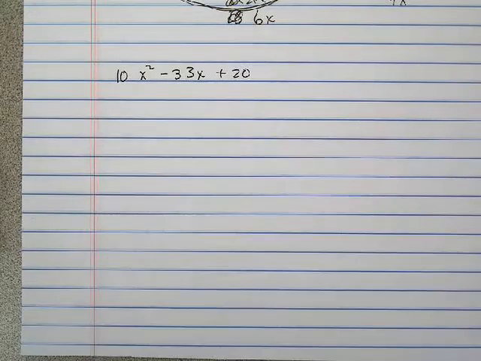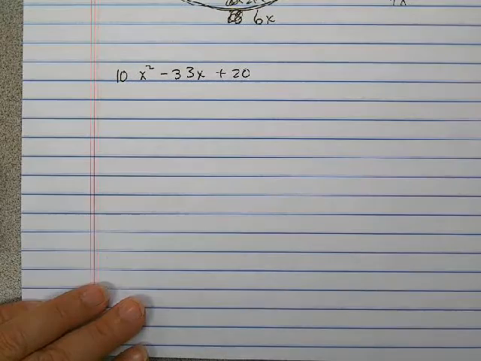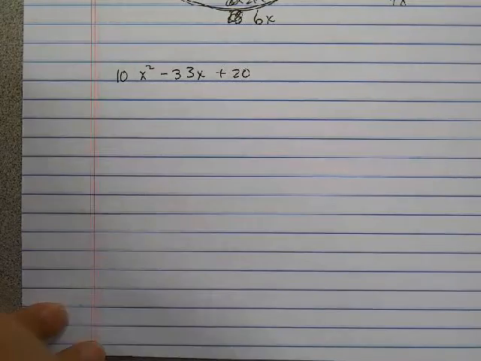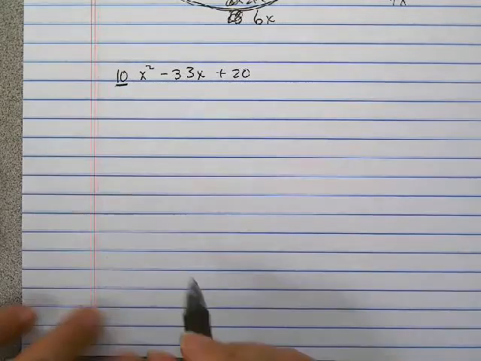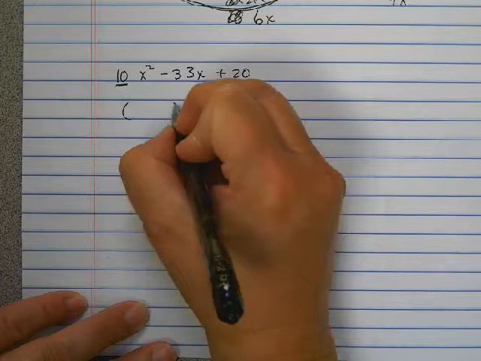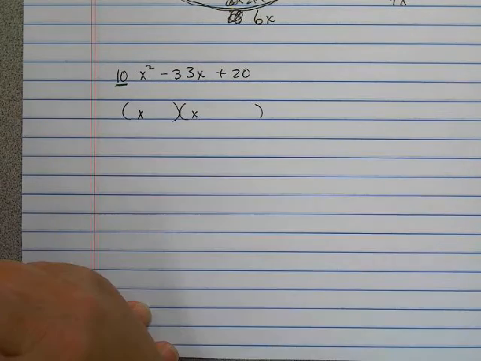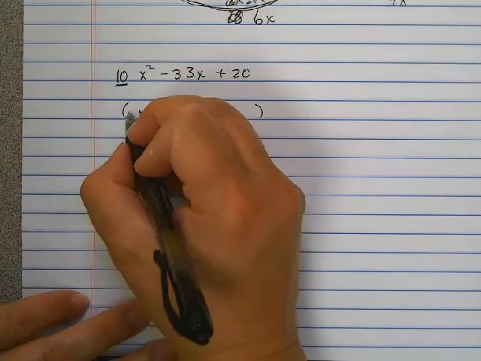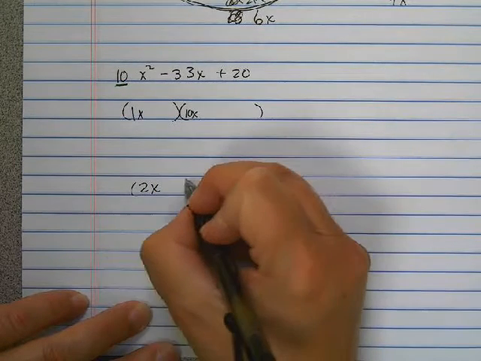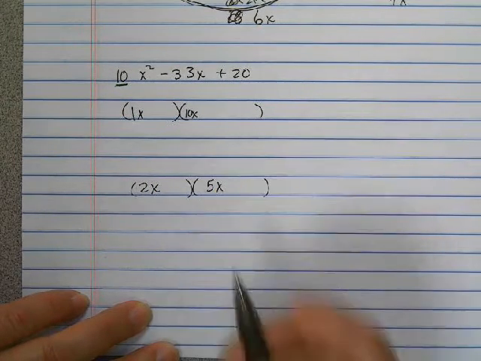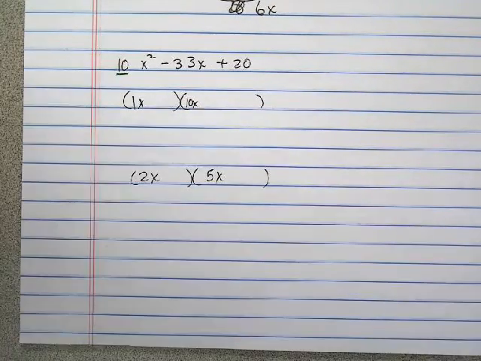Going to do a couple more examples of this one because I didn't realize that you couldn't see the example that I was doing. So notice on this problem, there's a number in front of the x squared, so that's going to make things a little more difficult. That means that when I factor, this can't just be x and x anymore. It's either going to have to be 1x and 10x or 2x and 5x, because those are the options that would give you 10. So I'm going to have to do some trial and error.